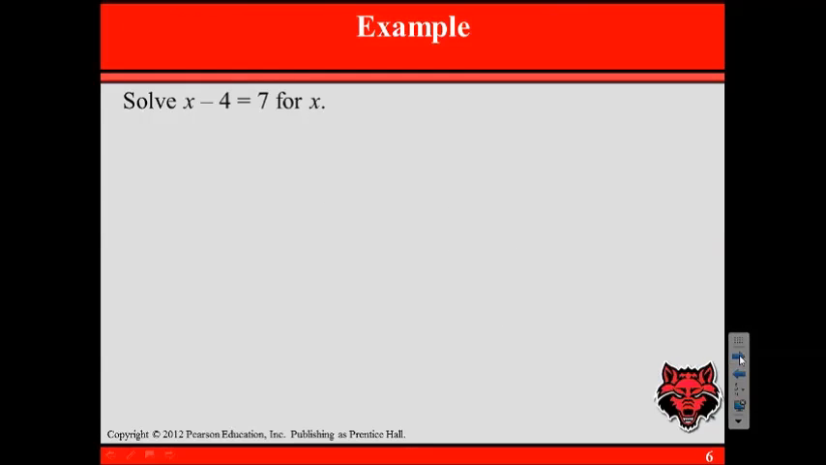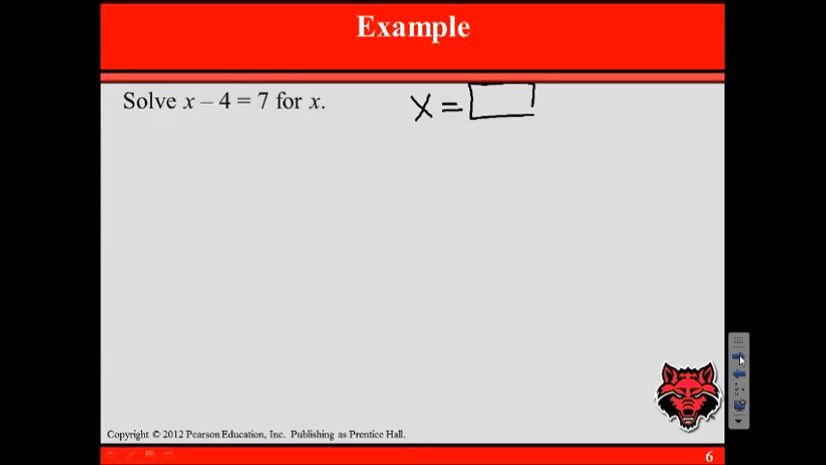Using the addition property of equality, let's solve x minus 4 equals 7 for x. So when we say we want to solve for x, the answer will look like this. X equals something, and it should be a number. X should equal a number. And the way we're going to do that is by adding or subtracting the same number to each side of the equation in order to isolate x on one side or the other.